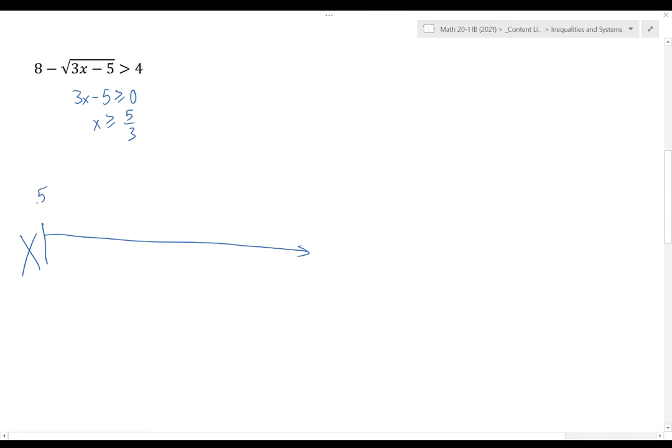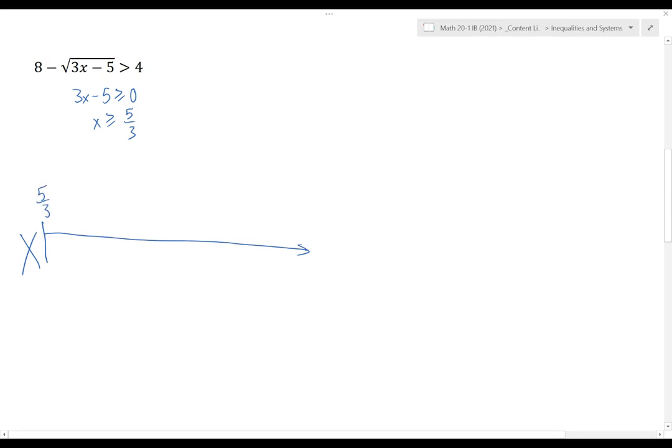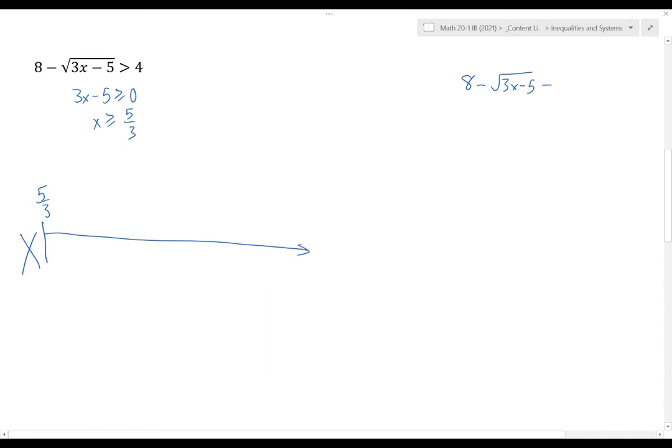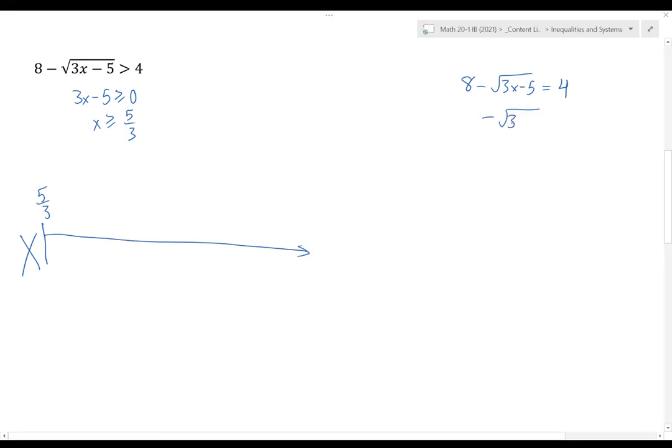Nothing over here, 5/3, may be a part of my solution if that interval is included, but I need critical values that go along with this. So I'm solving when is 8 minus the square root of 3x minus 5 equal to 4. These solutions won't actually be part of my solution, but they are going to define the intervals. So negative square root of 3x minus 5 equals negative 4. If I square both sides, I get 3x minus 5 equals 16. 3x equals 21, so x equals 7.